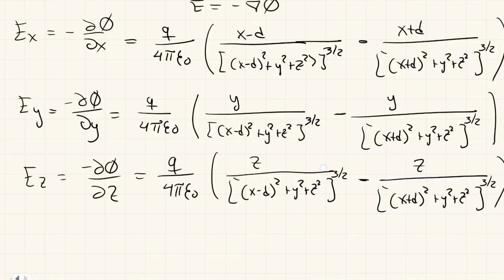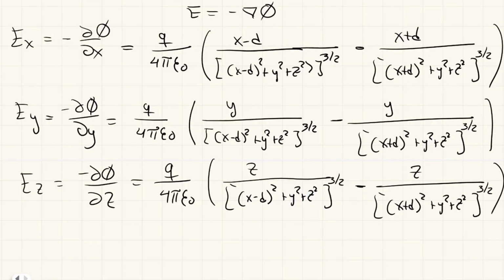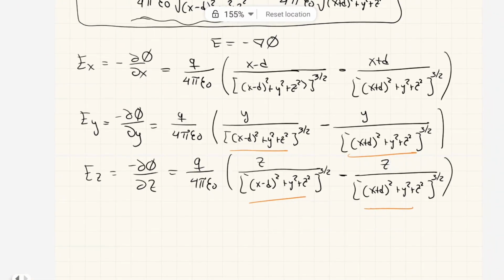And recall that when x is equal to 0, the electric field needs to be equal to 0. So when x is equal to 0, the denominators in these expressions are going to be the same. So that means that we are going to have y divided by something minus y divided by something, so that is going to be 0. And for the z component, it is going to be the same. Okay, so this solution matches the initial condition that we gave for the electric potential, so that is good.